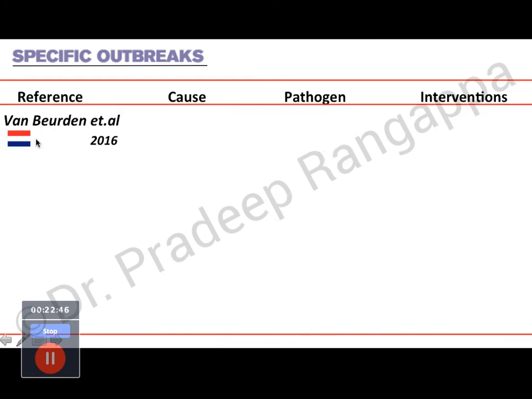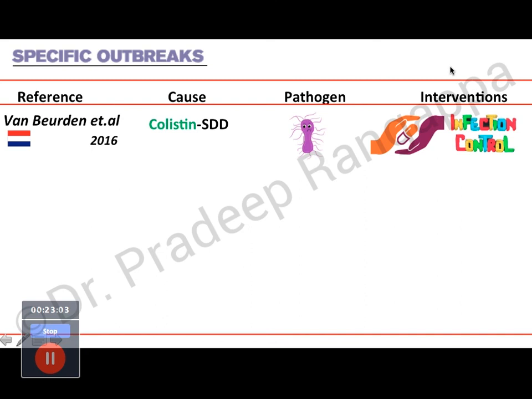This was a Dutch study, Van Beurden et al., that came in 2016. The cause of the outbreak was that they were using colistin selective digestive decontamination, so there was overusage of colistin. The pathogen that caused the problem was Clostridium difficile. The intervention they adopted was antimicrobial stewardship and incorporation of infection control measures, along with optimizing the diagnosis of Clostridium difficile and treating it effectively. So these were the interventions they reported.